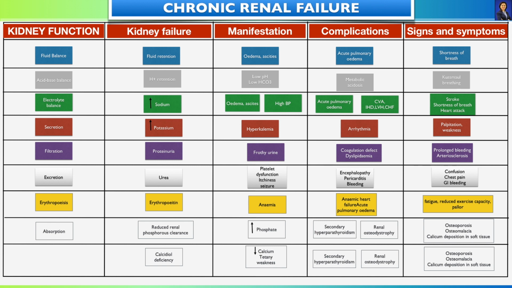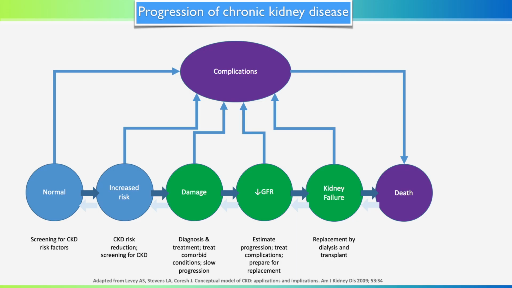One of the major manifestations of chronic kidney disease is phosphate retention in the body and reduced calcium because of reduced calcidiol. So there will be secondary hyperparathyroidism and renal osteodystrophy. Manifestations of renal osteodystrophy are osteoporosis, osteomalacia, and calcium deposition in the soft tissues.